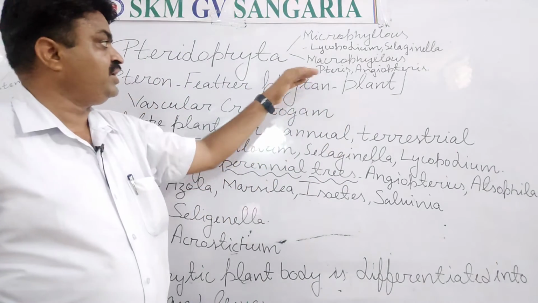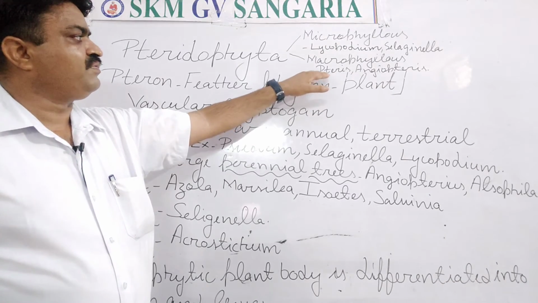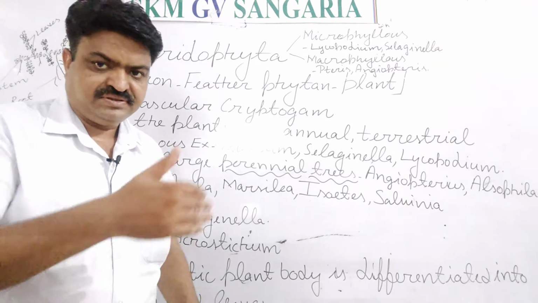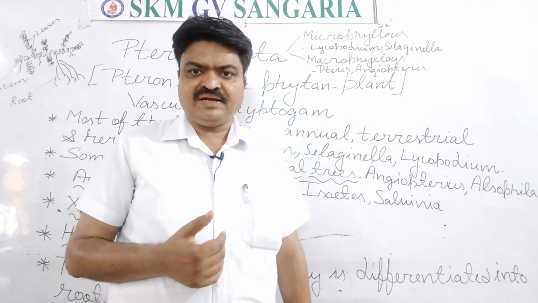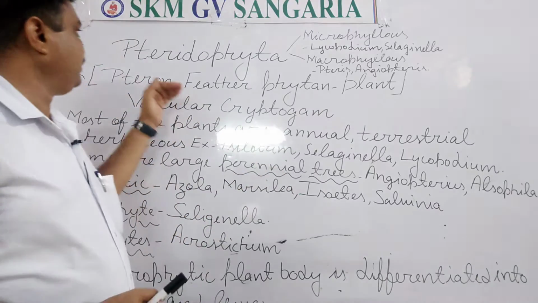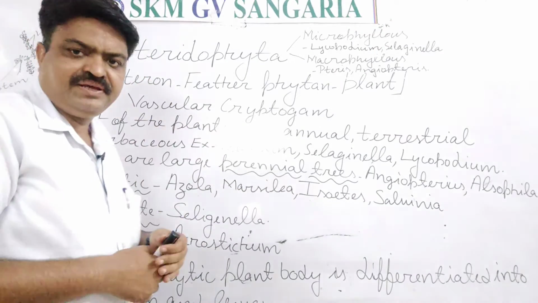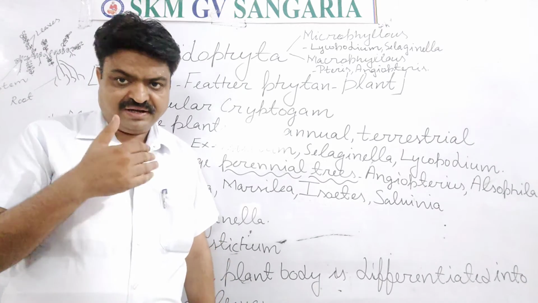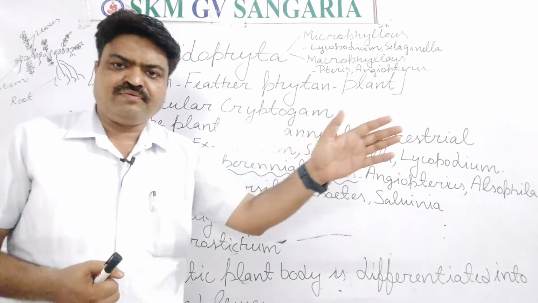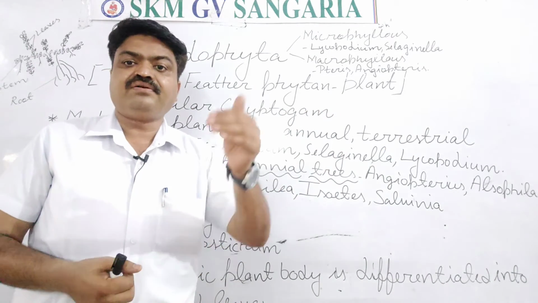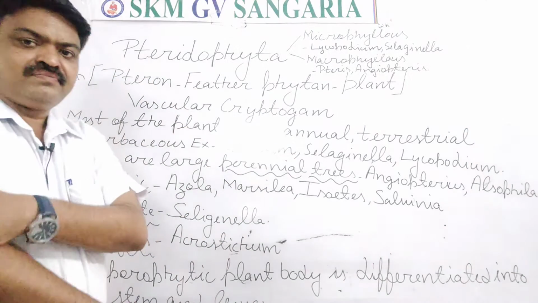Now, you try to learn this. This word starts with the letter P, but this P remains silent. Like the word Pteridophyta starts with P, but this P remains silent. We call it Pteridophyta, not Ppteridophyta. Now we come to the next.